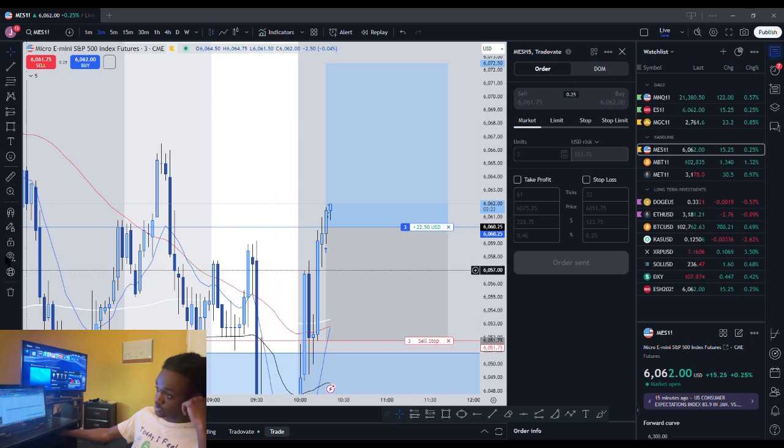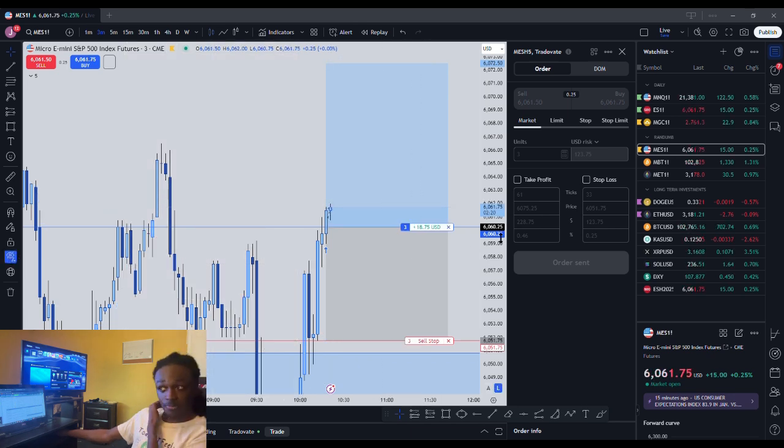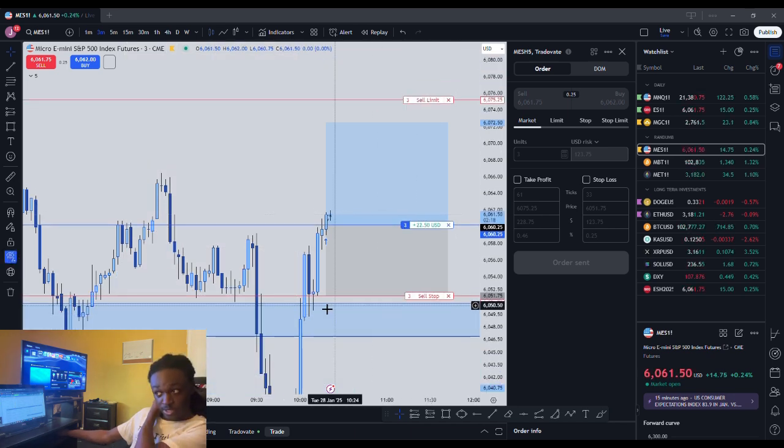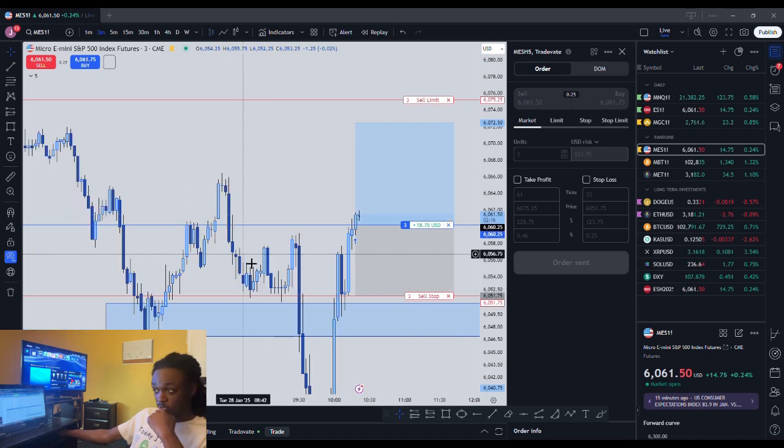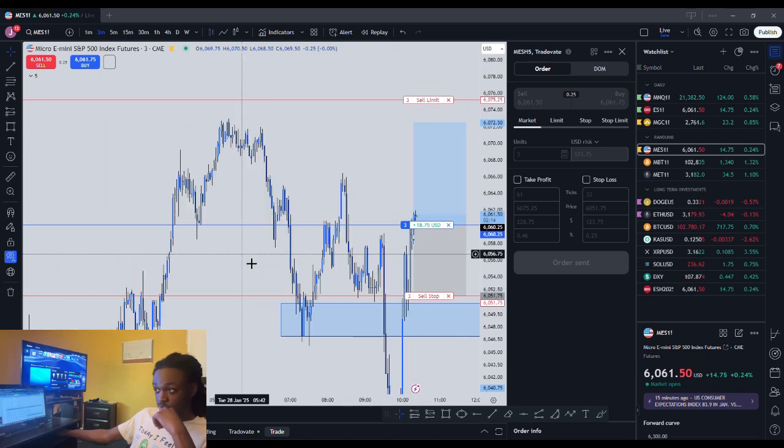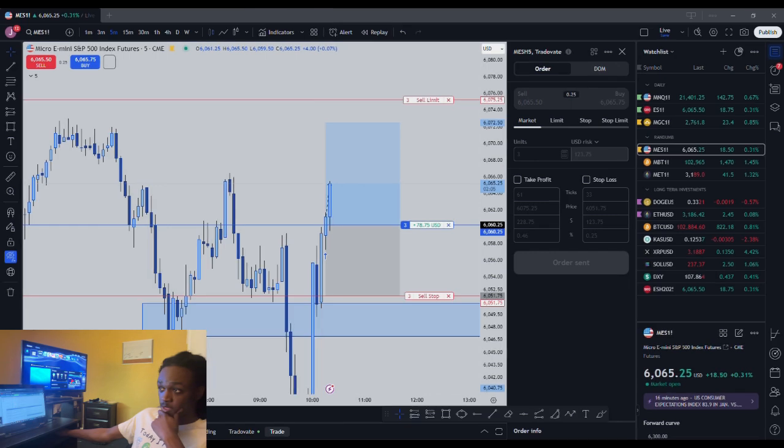The higher time frames look good. Lower time frames look good as well. Targets make sense. Stop loss is okay. So at this point, it's just a waiting game, to be honest. If we can break past this high, I'm feeling pretty good, and I'll be at $90 profit.